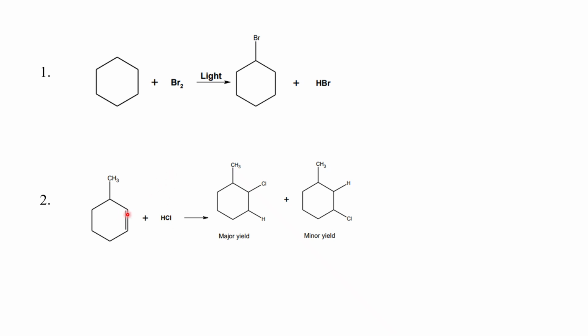Know that when we break this double bond, we are going to have one unpaired electron here and the other unpaired electron here. And this hydrogen here can attach to this carbon and it can also attach to this carbon. Same thing applies for chloride. The chloride can attach to this carbon and it can also attach to this carbon. So when the chloride attacks this carbon, we are going to get a major product, and when it attacks this carbon, we are going to get a minor product.